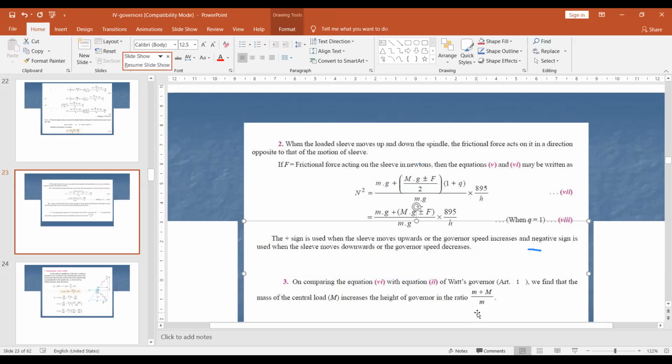And coming to case 3, on comparing equation 6 with equation 2 of the Watt governor, we find that the mass of the central load capital M increases the height of the governor ratio. So that is small m plus capital M by small m. What is the difference between this equation and the earlier equation? That is our 6th equation.